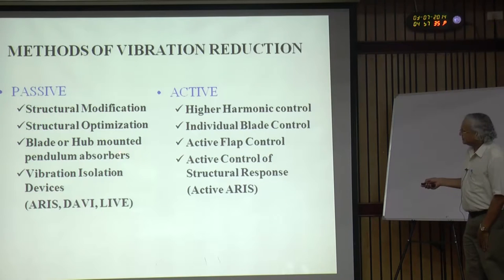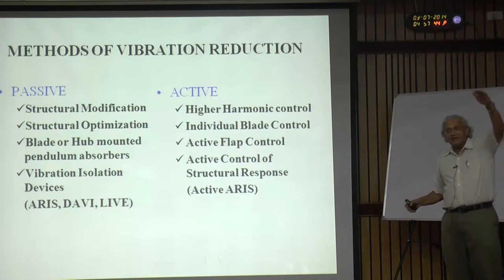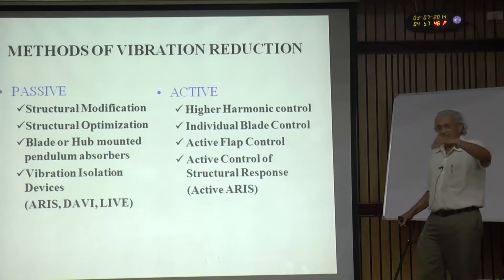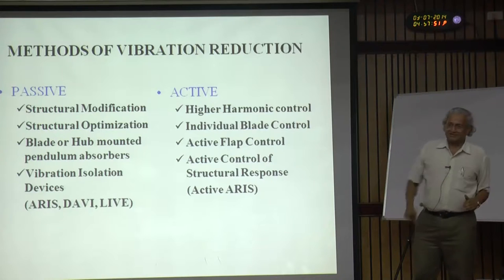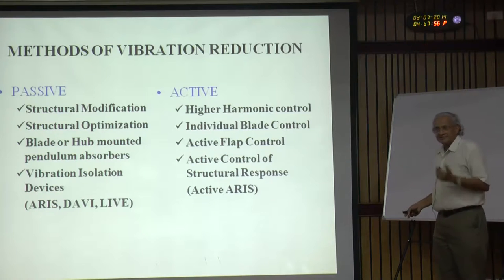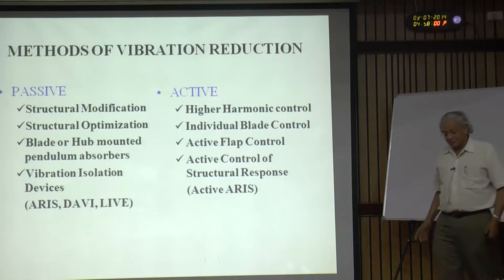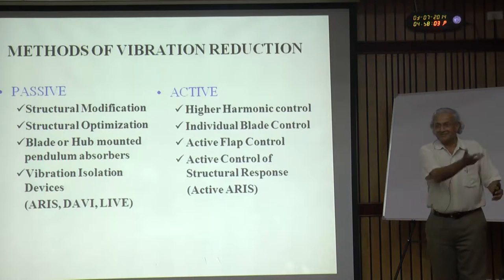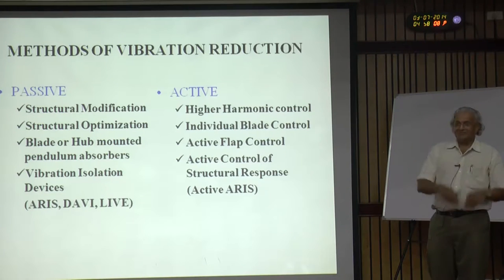Some of the helicopters use this. But when I put a blade or hub mounted pendulum absorber, the drag increases when I want to fly at high speed. It may reduce vibration, but it will increase my drag, and then I cannot go at high speed. And whenever I add something, everything is adding weight. Now you see, you design your helicopter at one stage. Now I say, oh, my vibration is here. Put something here, something there. Then my payload capacity slowly starts coming down.